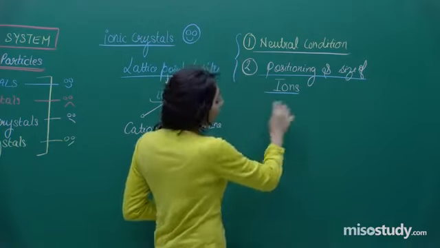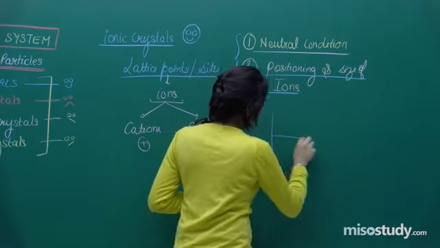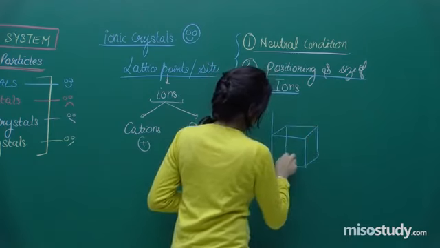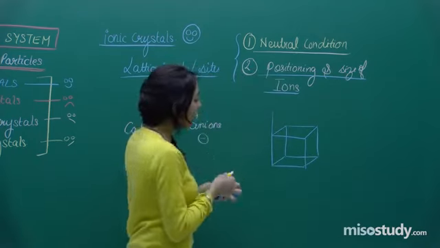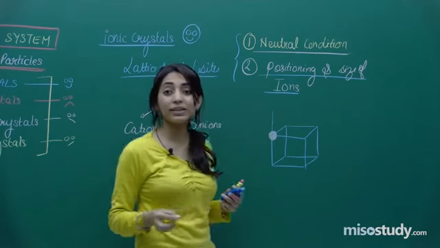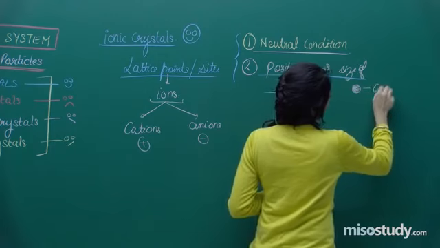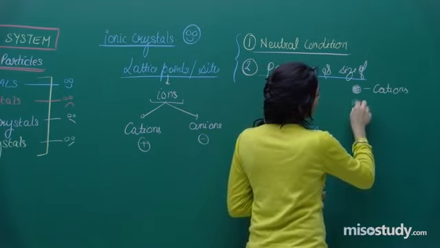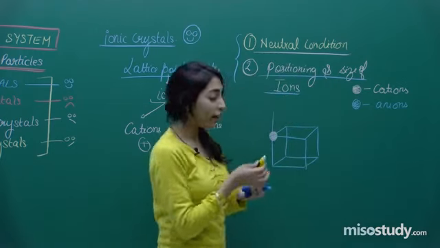Listen carefully. If I am drawing an ionic system, let me start with a very small crystal. Okay, that is the crystal system that I have taken. Let me say the white spheres that I am drawing here represent the cations, and let us say the blue spheres are for anions.